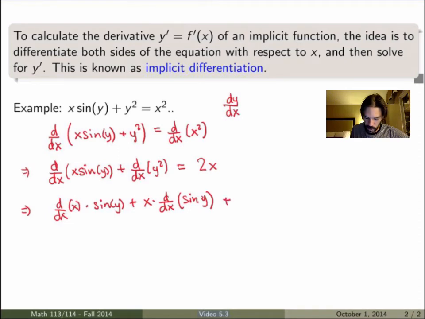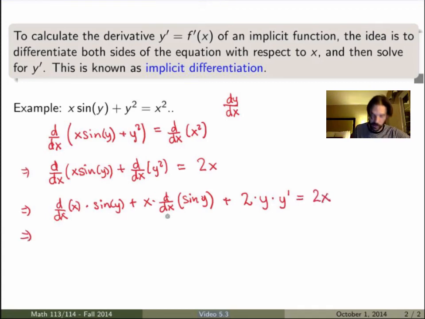So I first calculate the derivative of the outer function, which is the square. So I'll get it evaluated at the inner function. So I get 2 times y, which is my inner function, times the derivative of the inner function, which is just y prime, which is equal to my 2x.